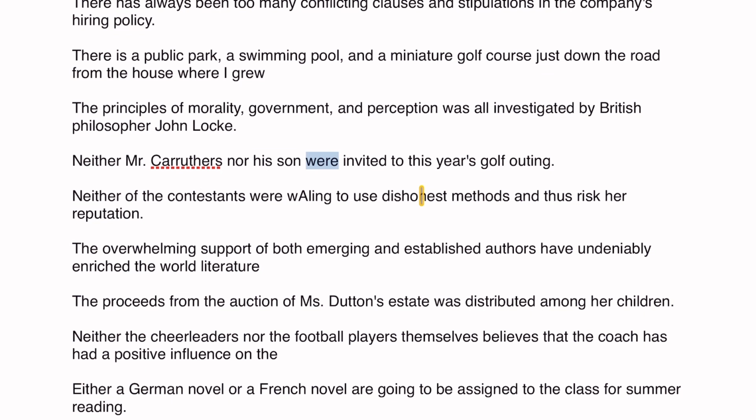طب بتعمل ايه البلورال فيرب وراها؟ مش هي دي plural verb؟ So neither Mr. Carruthers nor his son. His son is subject B. Subject B singular. يبقى ده لازم يتقلب لي singular. اقراها كده. Neither Mr. Carruthers nor his son was invited to this year's golf outing.